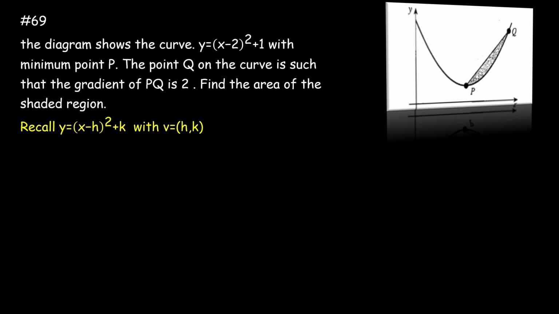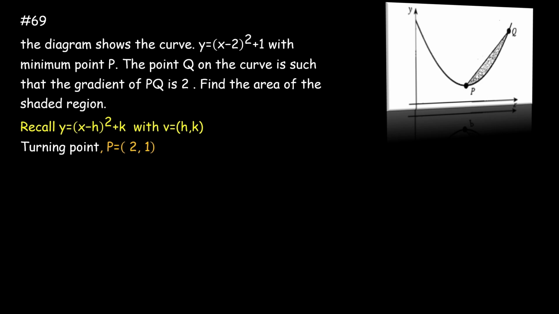with the vertex being (h, k), right? So in this case, our vertex, which is a turning point, would just be (2, 1). Why is this important? We are going to use it to find the equation of our straight line.